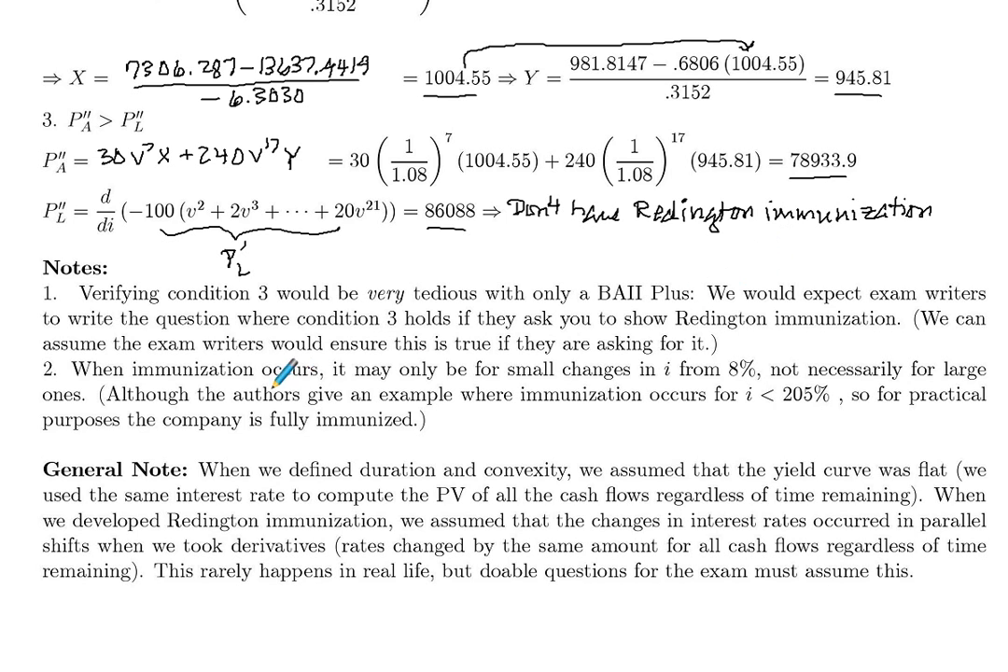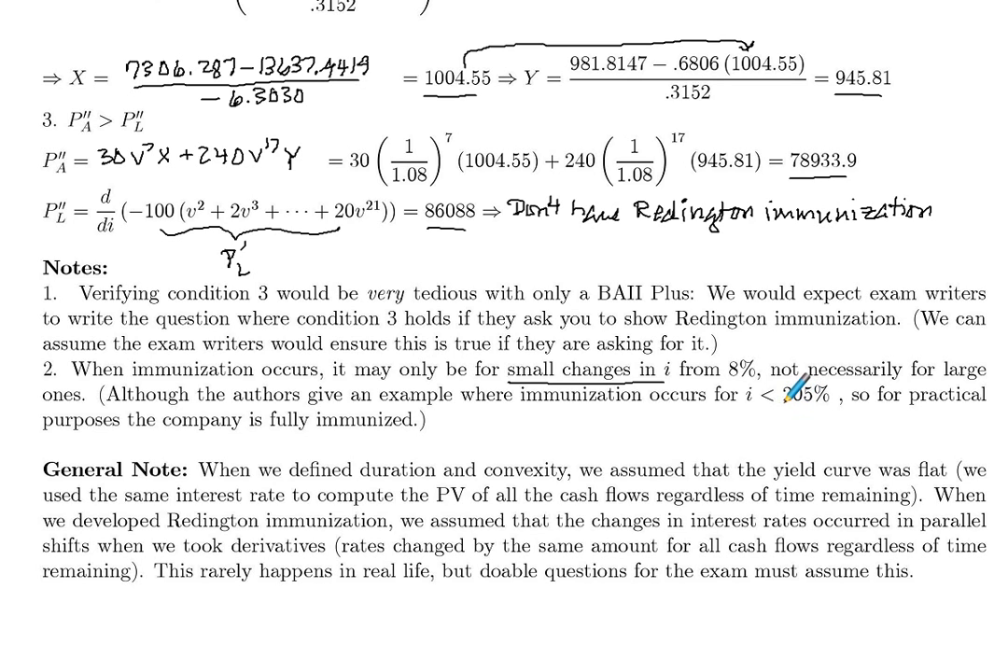So when you do get immunization to occur, and here we don't have immunization, when it does occur, though, it's only true for small changes in the interest rate from whatever your base rate was. In our case here, it was the 8%, not necessarily for large ones. Although in an example that the authors gave, they showed that they had a relative minimum, and it actually ended up being good for all interest rates from 0 all the way up to 205%. So for all practical purposes, that was almost full immunization.